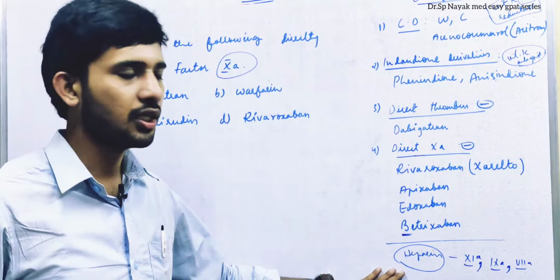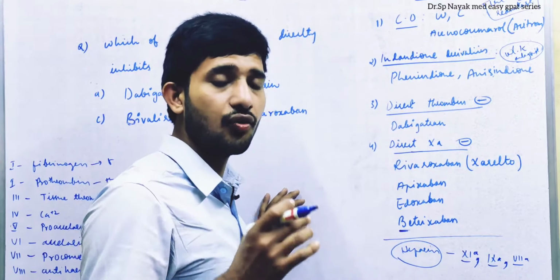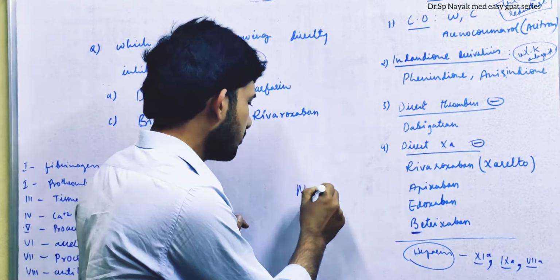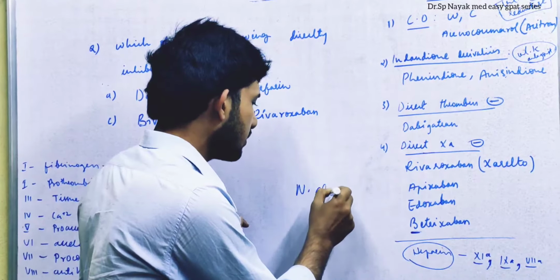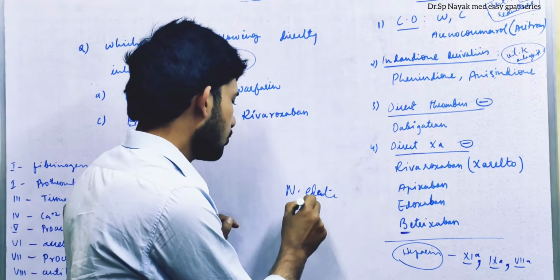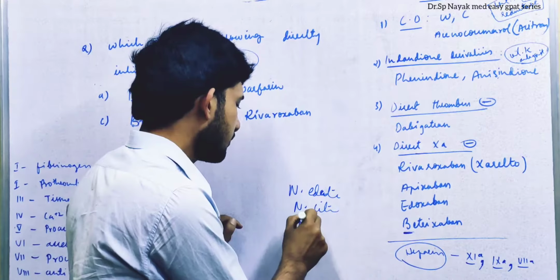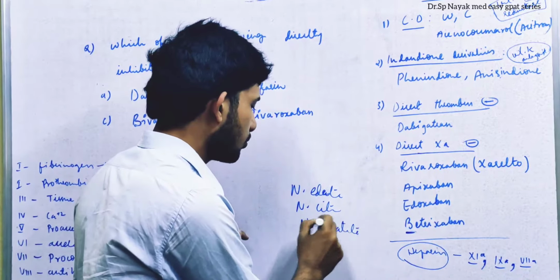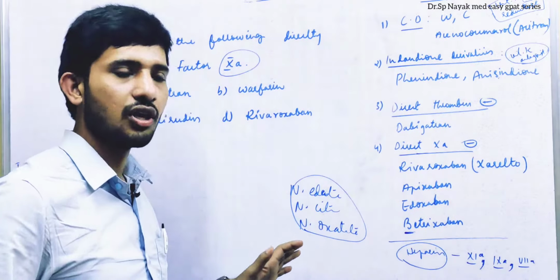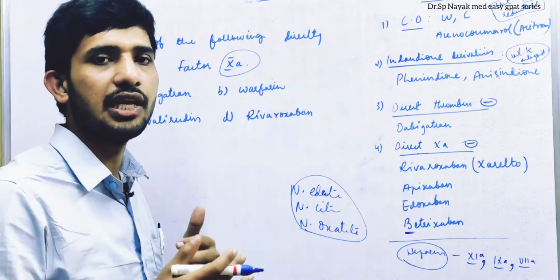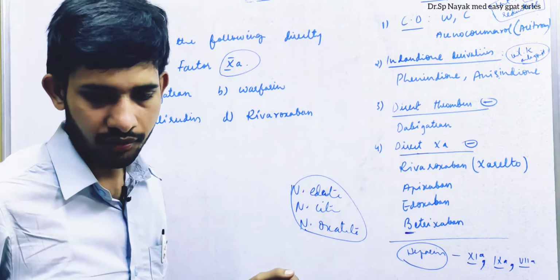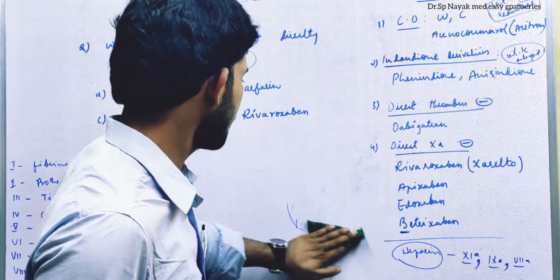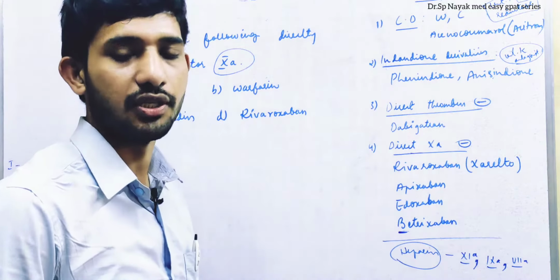The other anticoagulants which are used in the labs are sodium EDTA, sodium citrate, and sodium oxalate. So these are some examples of anticoagulants which are used in the labs for anticoagulation. And now let me classify the drugs which are commonly used in human beings.